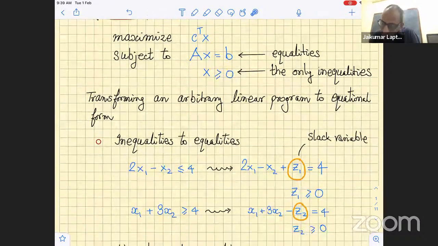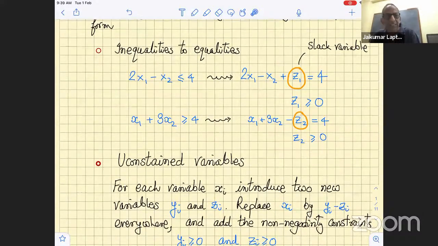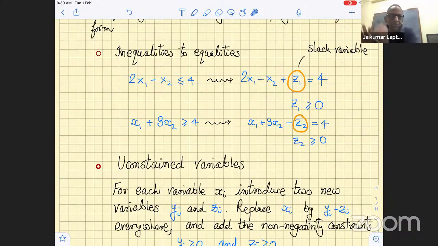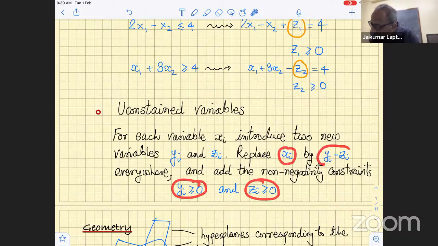So we would nevertheless like to have constrained variables in the equational form. Every variable must be restricted to the non-negative side. So what we do, and this is a trick we saw last time in dealing with absolute values: we had this variable xi in our original linear program, and we introduce two new variables, which will be set to be greater than 0, but xi will be set to be the difference between yi and zi.